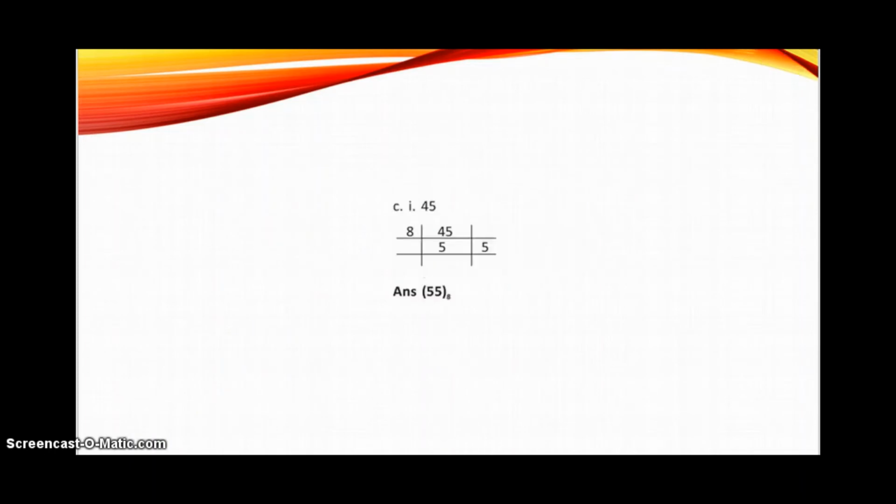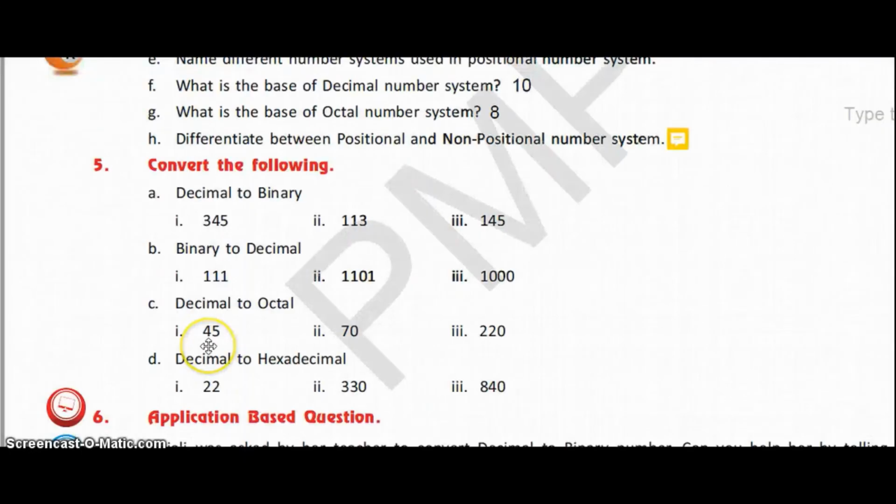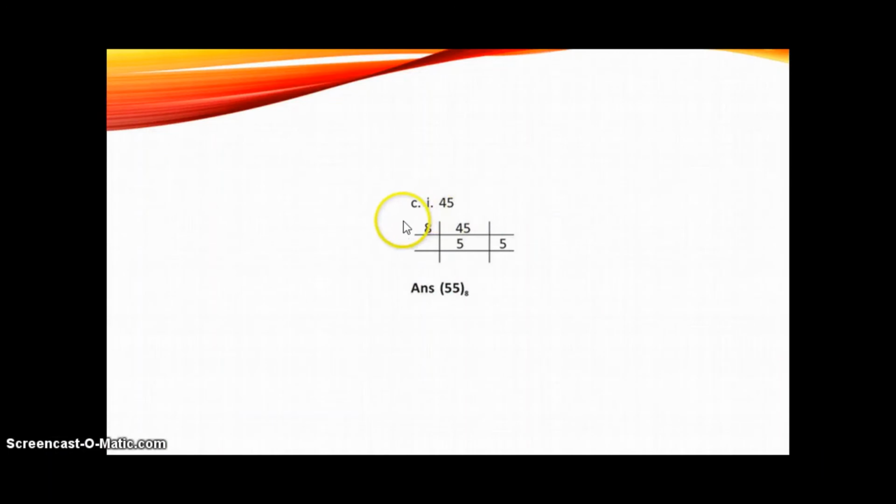Now the C part is we have to convert decimal to octal number, and the first number is 45. This is a decimal number, we have to convert it to an octal number. As I have already told, whenever converting from decimal to another number system, we just have to divide it with the base. For the octal number system, we have to divide repeatedly with base 8. So 45 divided by 8, the quotient is 5 and remainder is 5.